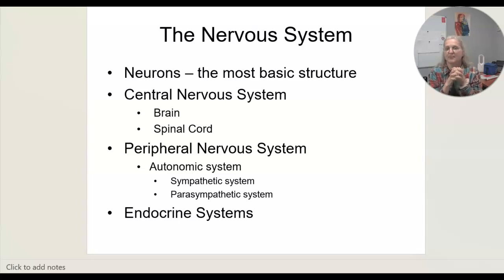And then we'll talk about the peripheral nervous system, and this is the nervous system that extends out from the brain and spinal cord. Some of those systems are voluntary, so you're able to think about your movements. Some of them are autonomic, or automatic. And this includes our sympathetic nervous system and our parasympathetic nervous system.